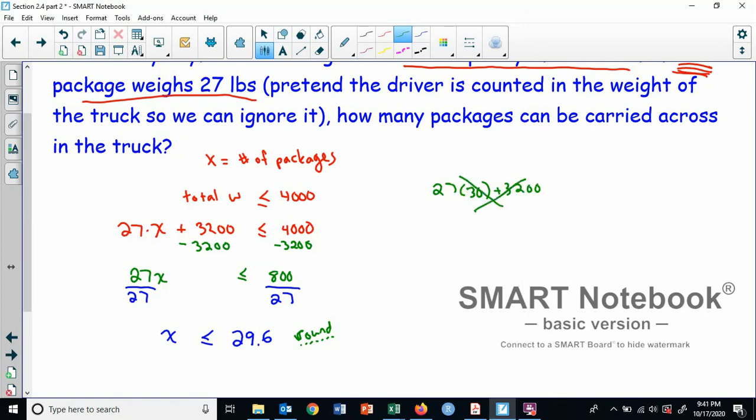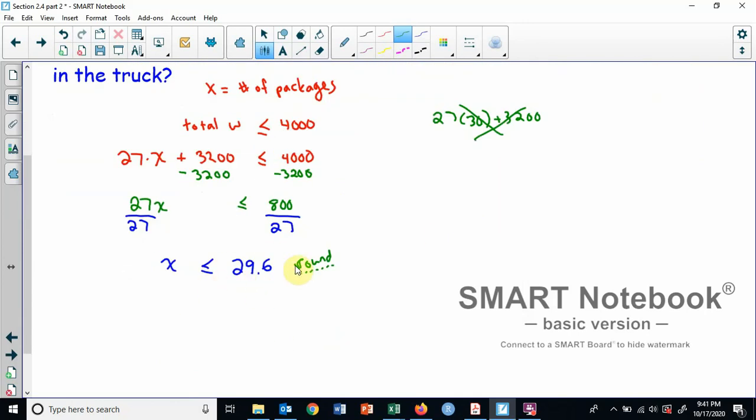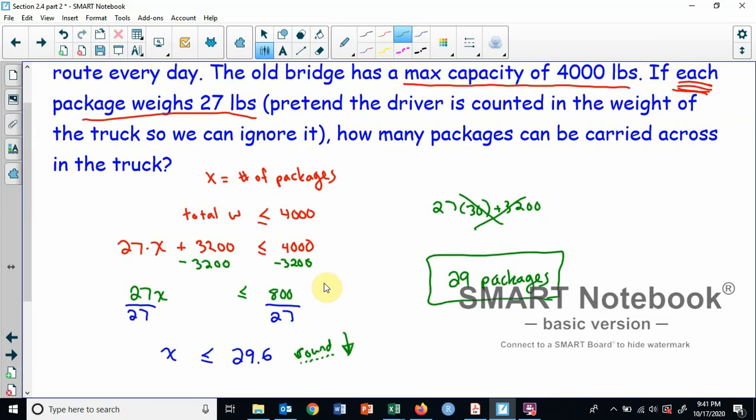So anytime you have a maximum that you cannot go over, and you get a decimal, we're going to need to round down so that we do not go over. So we're going to say the most packages the delivery driver can carry over is 29. 29 packages. Okay? Because we do not want to go 10 pounds over and risk breaking the bridge. We're hoping that they gave us a bad estimate anyways and it will carry more weight, but man, we do not want to break it. I do not want to get swept away in the river delivering packages.